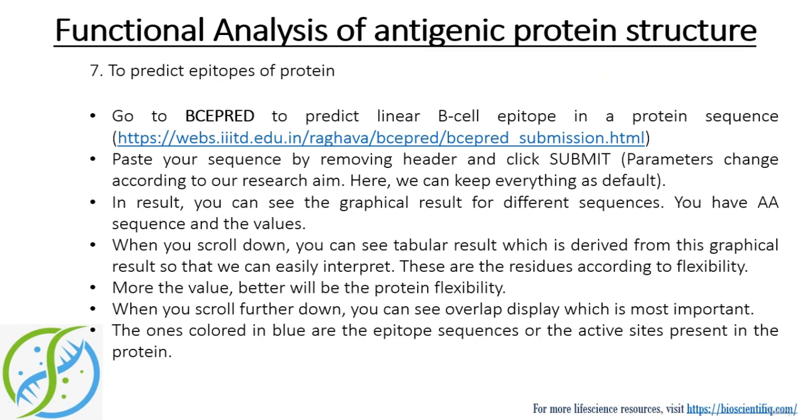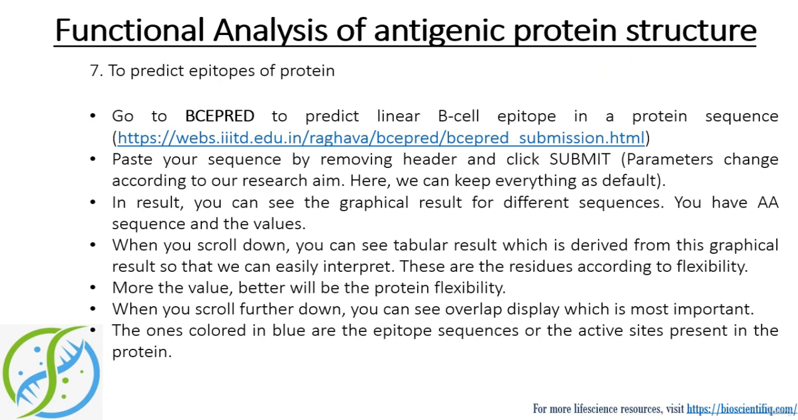Linear means, as the name suggests, the linear form of amino acids. Conformational is when it has a specific 3D shape. Next, antibody specific, which is again straightforward. So in this lecture we'll look at 5 different servers for linear B cell epitope prediction, and we'll look at one server to show you how the conformational B cell epitope prediction occurs, and one server for the antibody specific B cell epitope prediction.